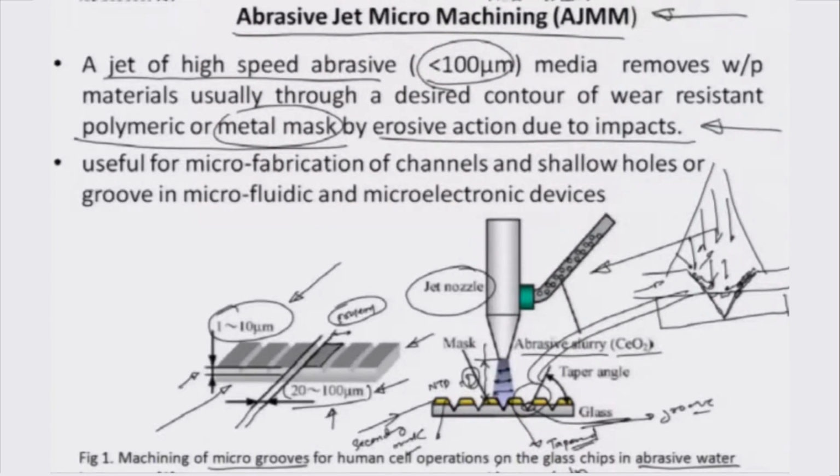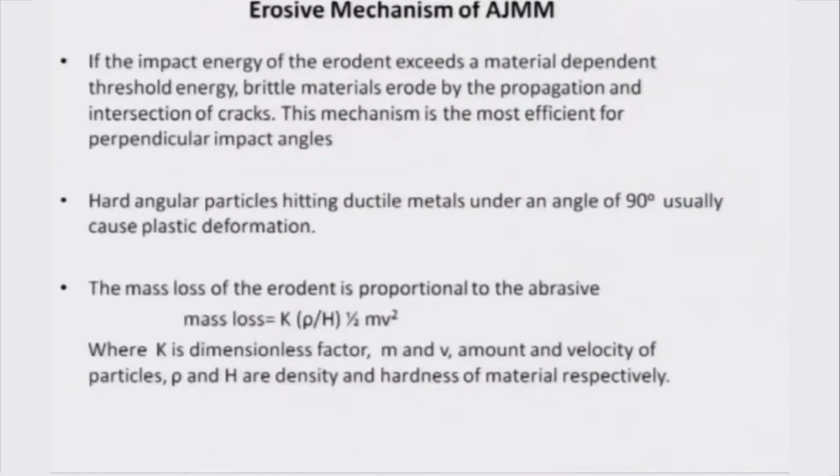The mask suitably. So this definitely gives us a way of using AJMM, the abrasive jet micromachining process, for realizing micro grooves and micro features. So let's look into some other aspects about the erosive mechanism of this AJMM process.